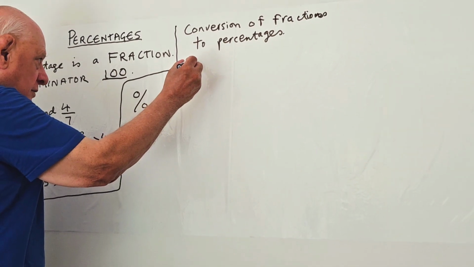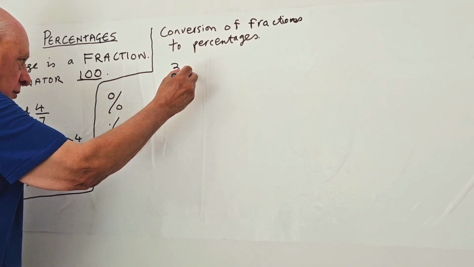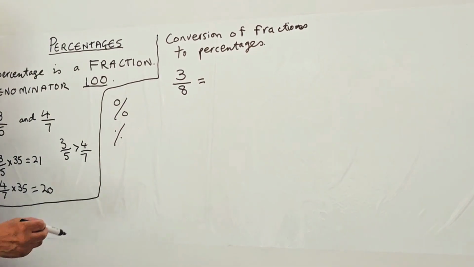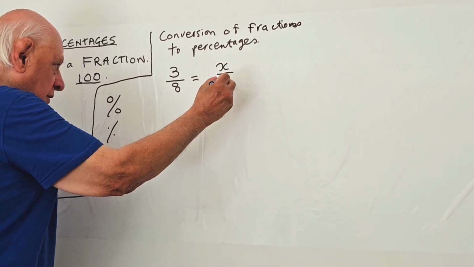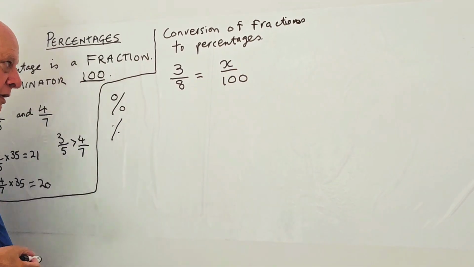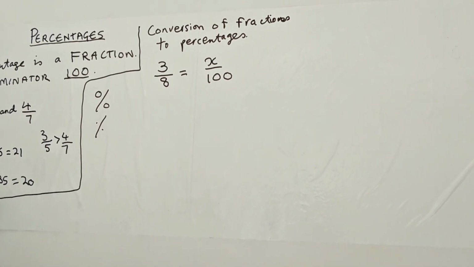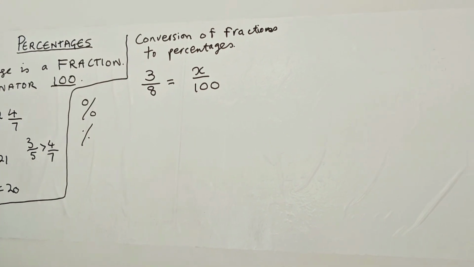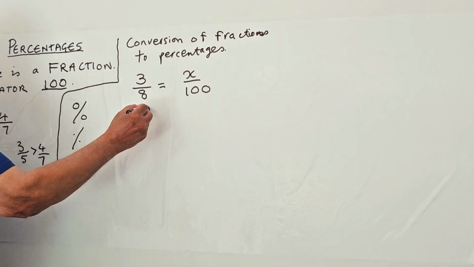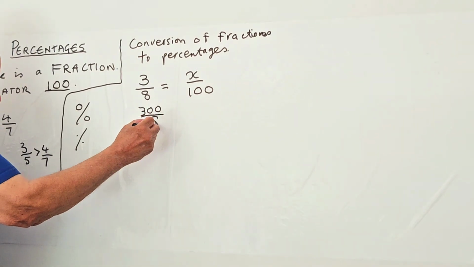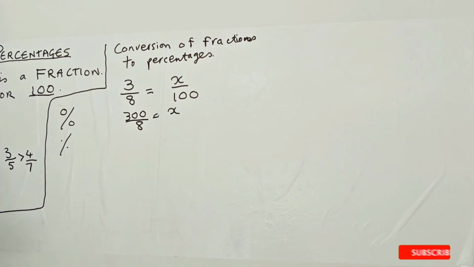Let's take an example, say 3 out of 8. How are we going to write that as a fraction? In other words, we want that to be something x out of 100. Well, the easy way to do that is simply multiply both fractions by 100. So this will become 300 over 8. And we are left here with the x. And now we just have to divide 8 into 300.